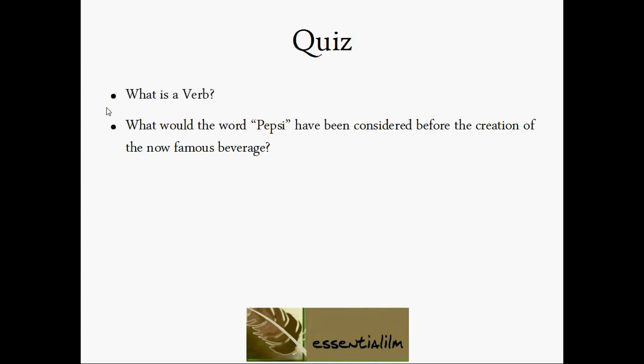Quiz. What is a verb? Now, I highly recommend that whenever questions come, you pause the video, try to answer it, and then press play and see if you got it right or wrong. So, what is a verb? A verb is a word that has a meaning by itself and it's connected to one of the three tenses. And what would the word Pepsi have been considered before the creation of the now famous beverage? Pepsi, before the creation of the drink, would have been considered muhmal, meaningless.